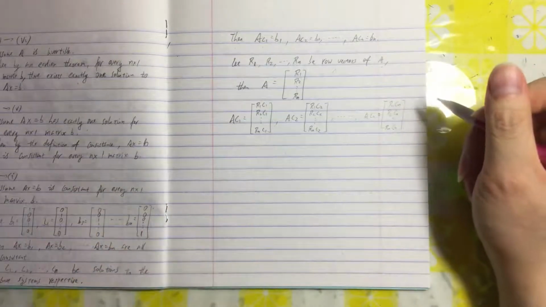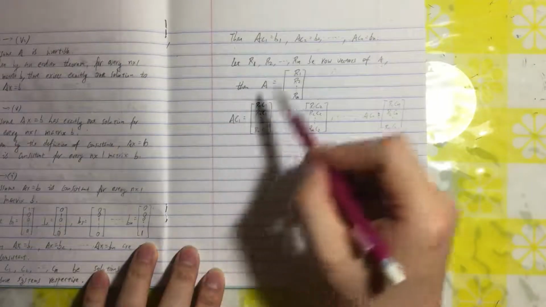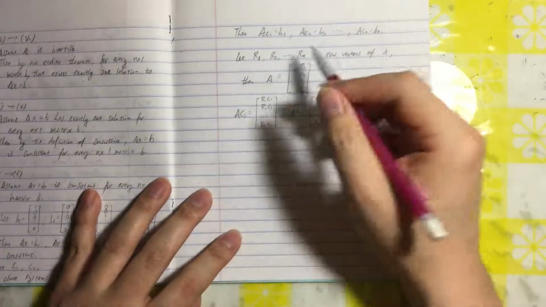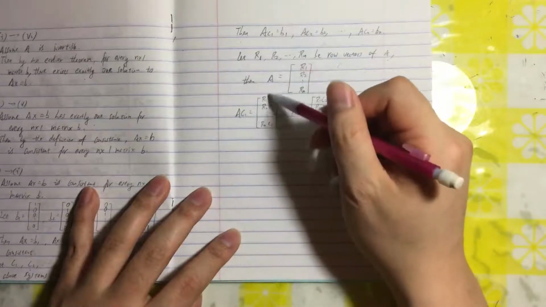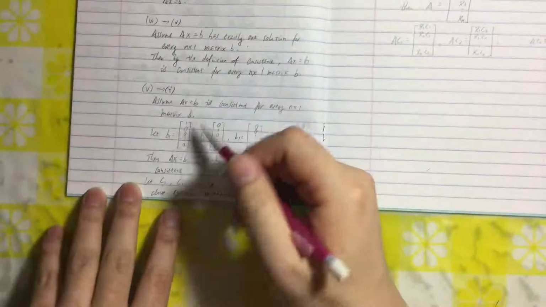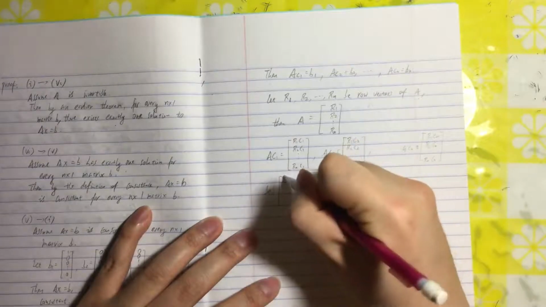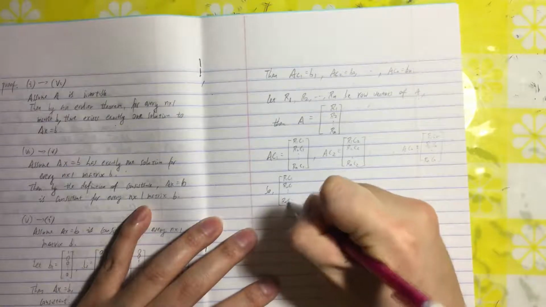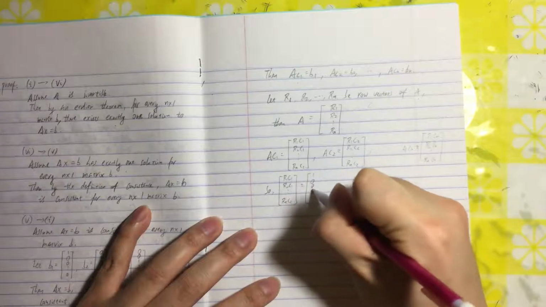Here, what's A times C1? A times C1 is B1. That means this column vector is B1, and B1 is the column vector 1, 0, 0, 0, 0. So this column vector R1 times C1, R2 times C1, Rn times C1 equals the column vector 1, 0, 0, 0, 0, 0, 0.